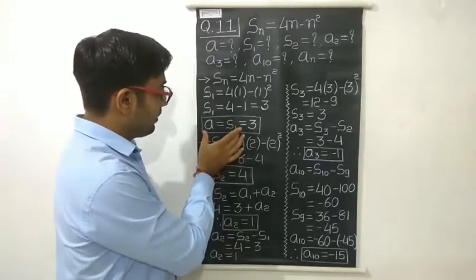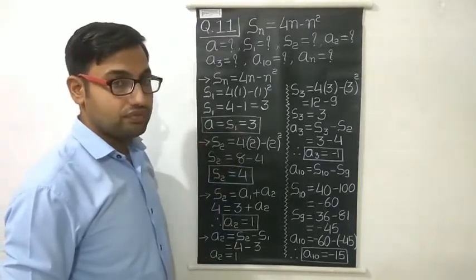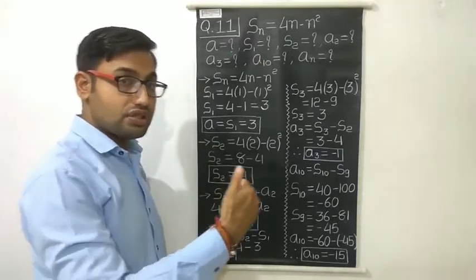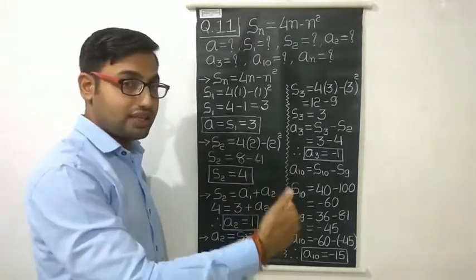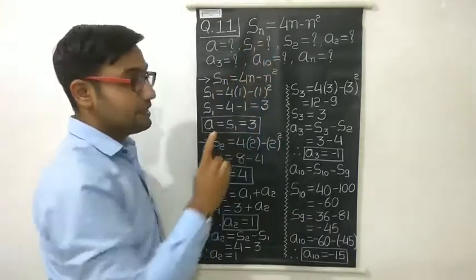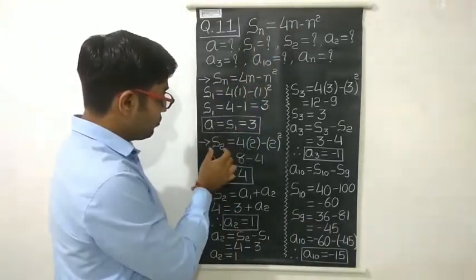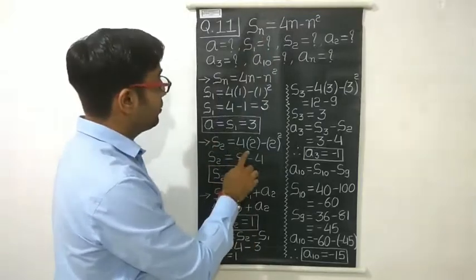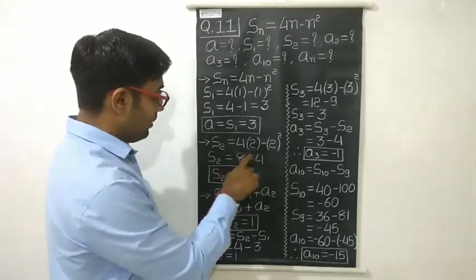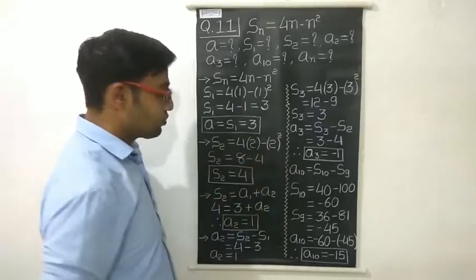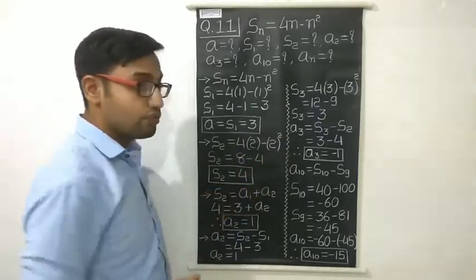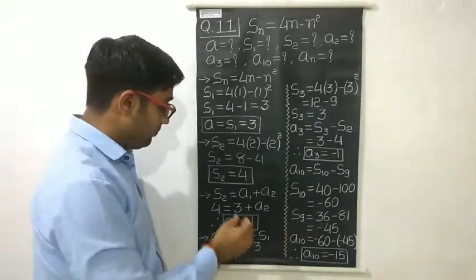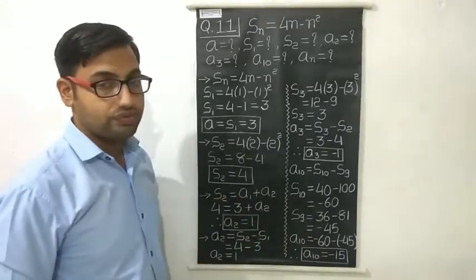Okay, so we get the value of S1. In the same way, if we want to find the sum of the first two terms, the first term and second term, then we have to use n is equal to 2. So S2 is equal to, now instead of n, we put 2. So 4 into 2 minus 2 square. 4 into 2 is 8, 2 square is equal to 4. So S2 is equal to 4. That means the sum of the first term and second term is equal to 4.